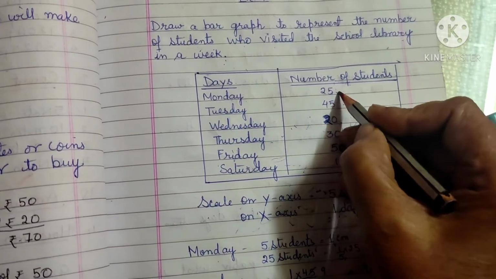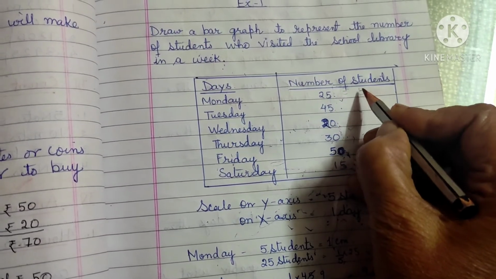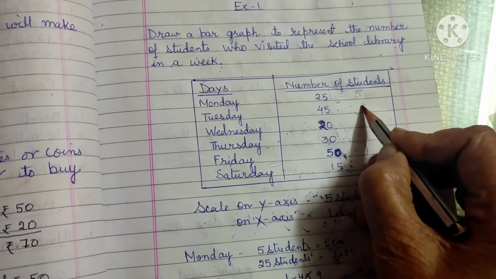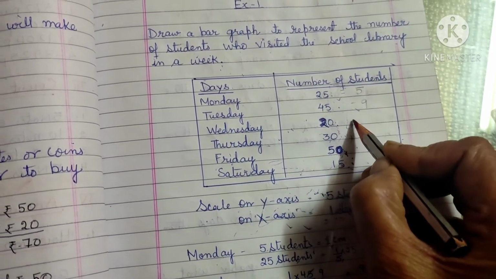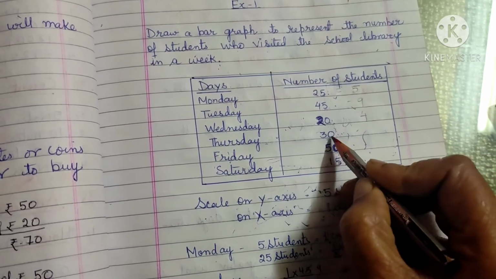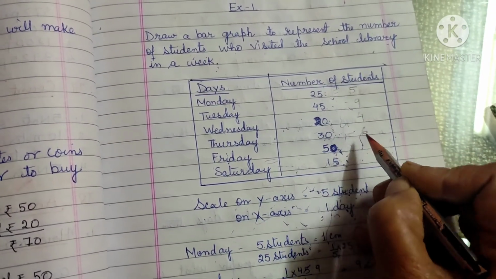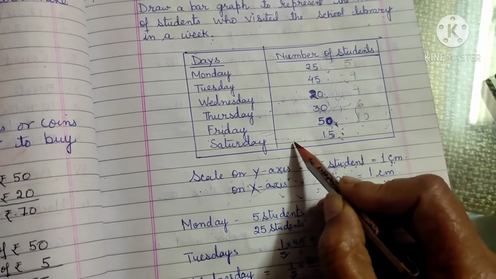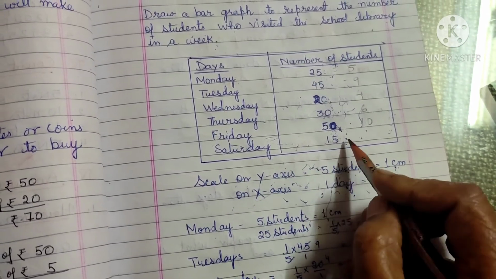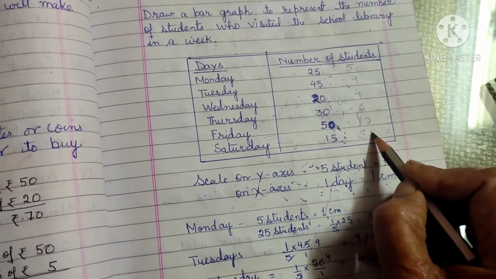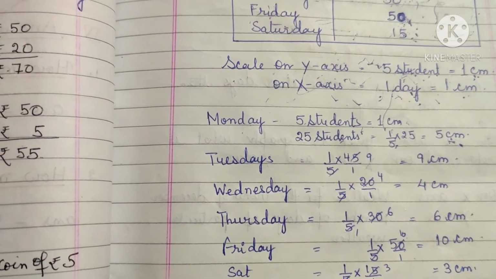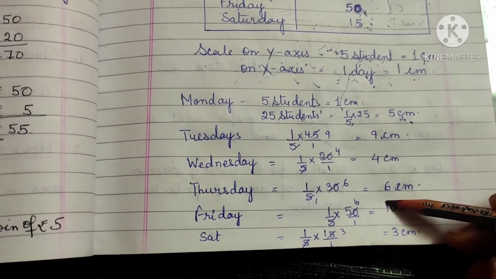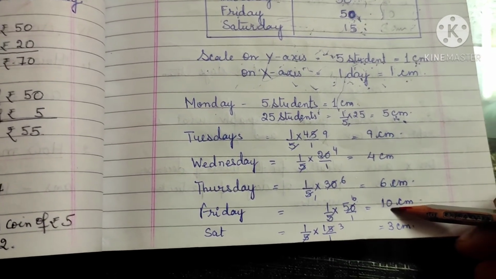Monday you have to draw 25 divided by 5, that will be 5 centimeters. 45 divided by 5, that will be 9 centimeters. 20 divided by 5, that will be 4 centimeters. 30 divided by 5, that will be 6 centimeters. And 50 divided by 5, that will be 10 centimeters. And 15 divided by 5, that will be 3 centimeters. Now children, here you can see I have calculated and got the length of each rectangular bar.